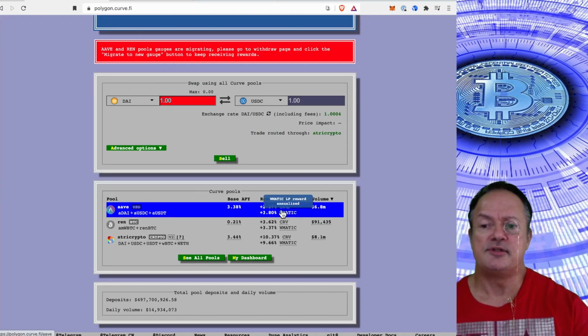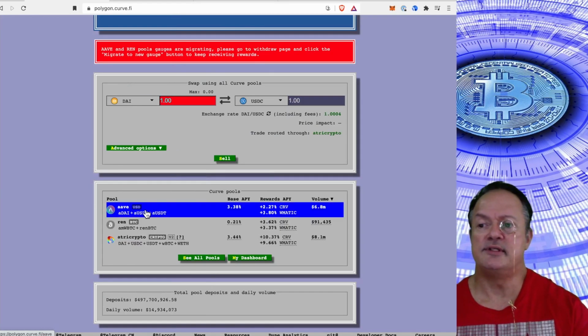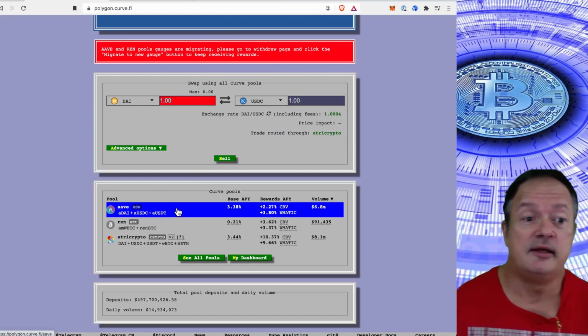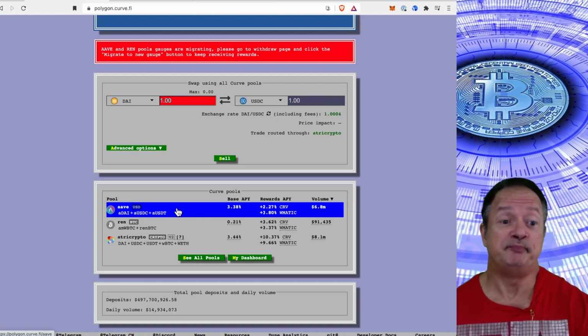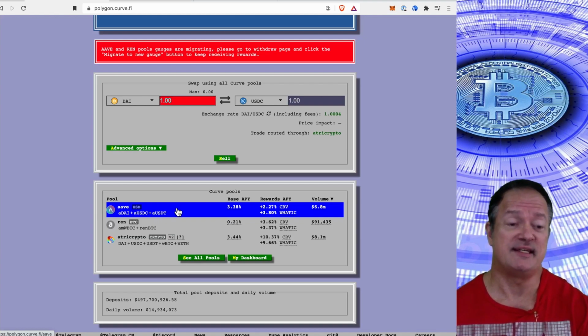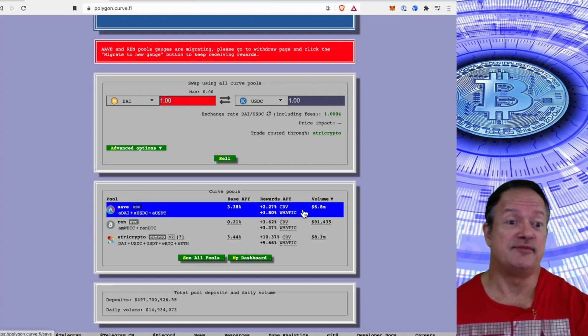Okay, so if you add all three APYs, you're getting close to 10% roughly on stablecoins, which is quite nice. A lot better than the bank. Right now, from what I read, the average savings account in the US is 0.06%. This is 10%. It's hundreds of times better. So that's something to consider.